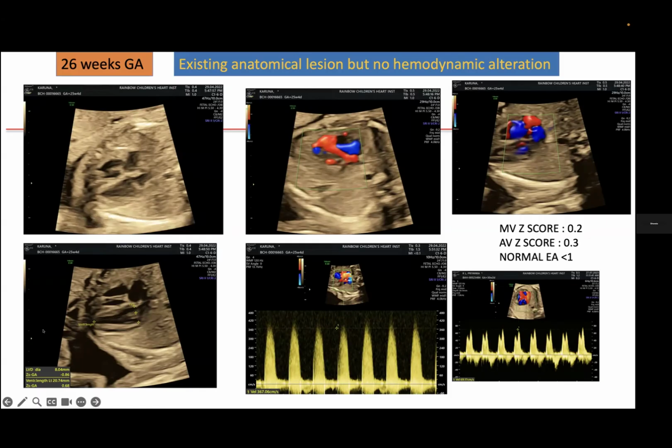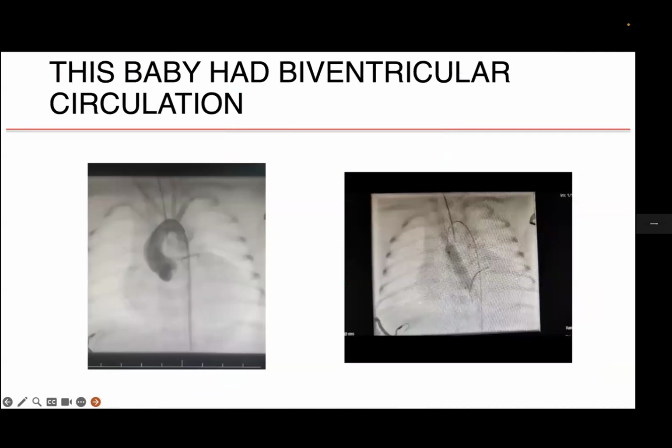So the aim is, where the hemodynamic alteration starts, they are the candidates where probably we need to do the fetal cardiac procedure and then halt the hemodynamic process.